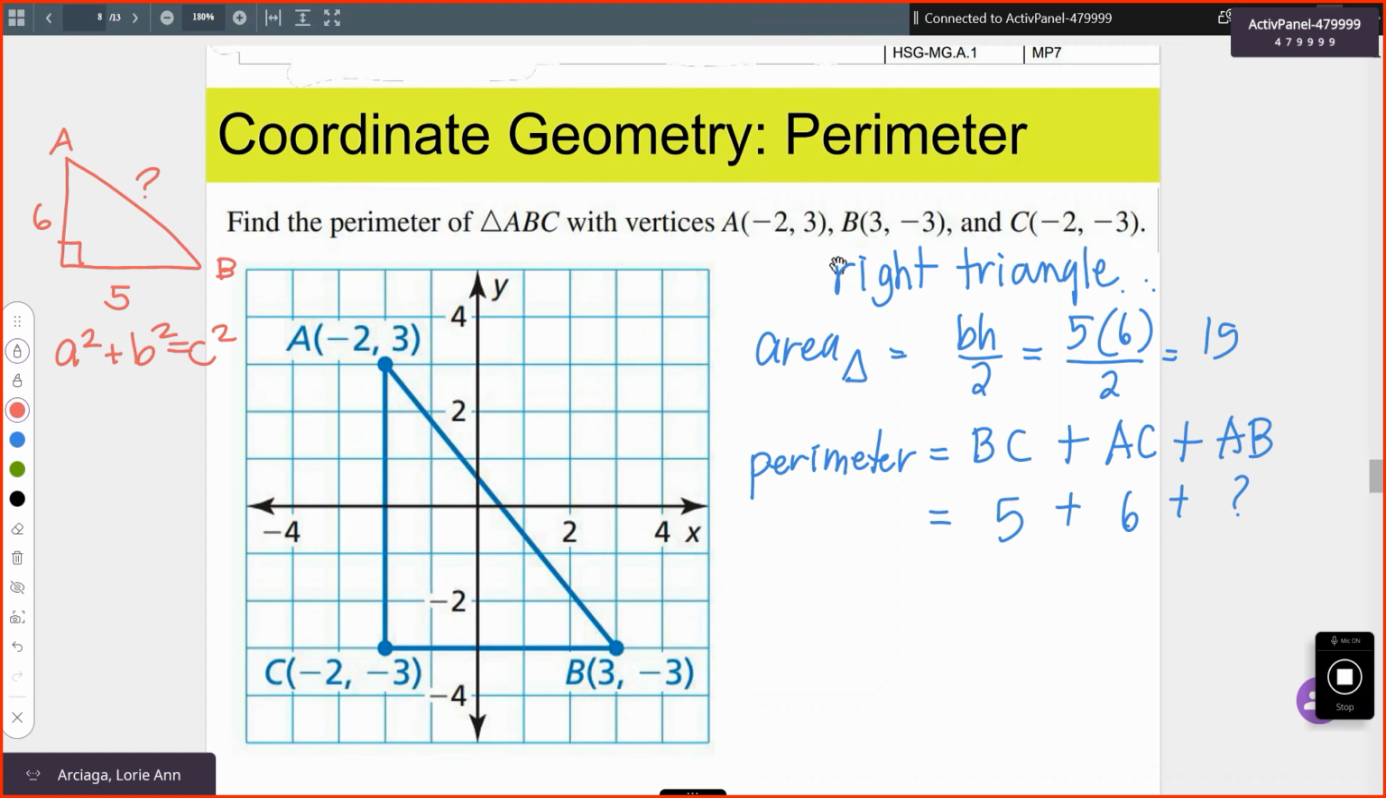Perfect. Now let's plug them all in. 5 squared plus 6 squared equals C squared. What is 5 squared? 25. What is 6 squared? 36. Okay, let's add them up. What do we get?